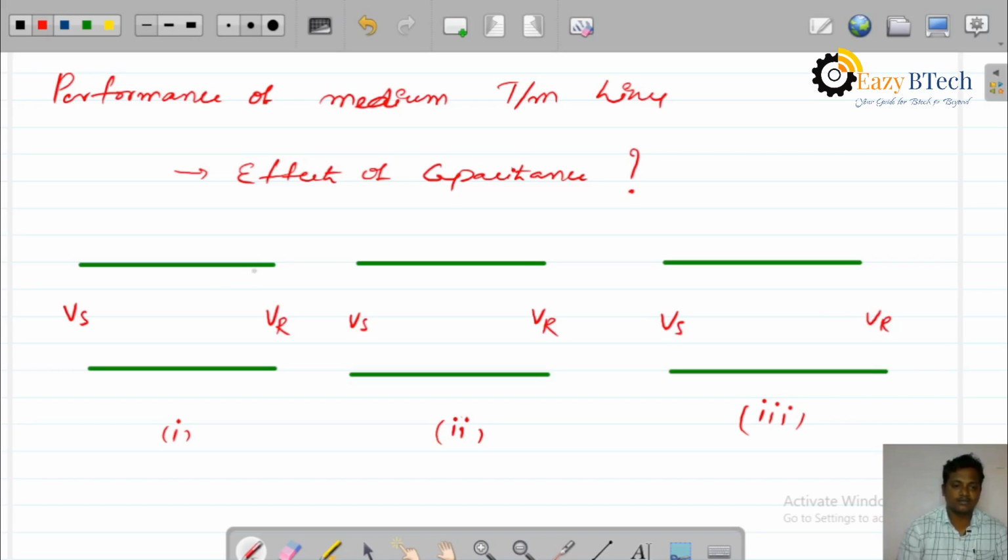In the first case, we will consider the capacitance near to the load. In this case, it is called the load end condenser method. Condenser is nothing but the capacitance. It is near to the load, so it is called load end condenser method. Another assumption is the capacitance is exactly at the midpoint of the transmission line. It looks like a T. That's why it is called the nominal T method.